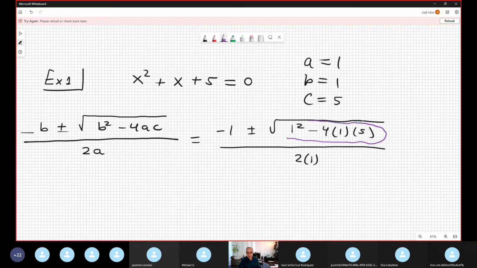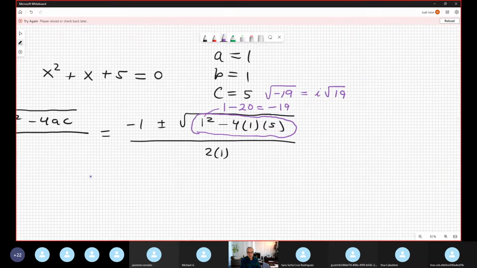According to the order of operations, it is the first thing you should do. 1 squared is 1, minus 20. Where does 20 come from? 4 times 1 times 5. It's negative 19. And you apply the square root. It's this big square root. Now I copy it short. But this is imaginary. It's i square root 19 because 19 is a prime number. It's impossible to simplify any more. So far, my answer is negative 1 plus or minus i radical 19 divided by 2.